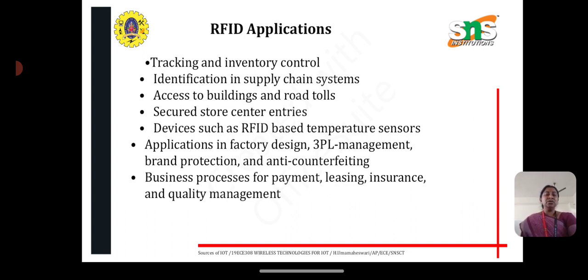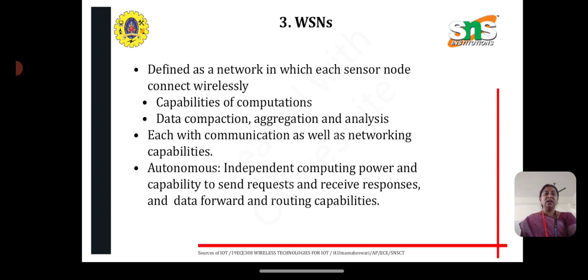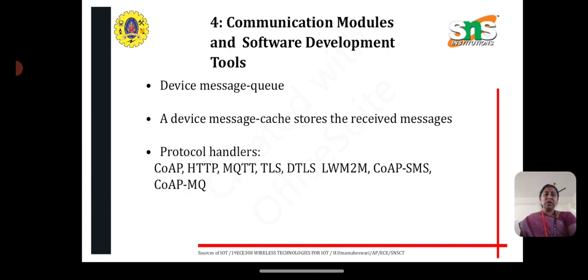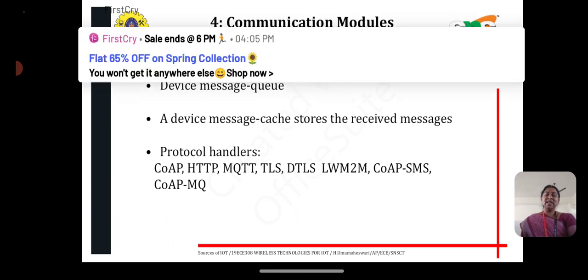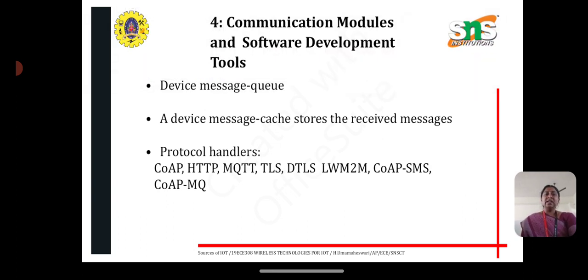Then for storing the entries, the applications here are factory design, 3PL management, pan protection and anti-counterfeiting. And for business process, this is used for payment, leasing, insurance and quality. Then wireless sensor networks are mainly defined as a network in which each sensor node connects wirelessly. In communication modules and software development tools, we have the device message queue and device message cache, which store the received messages.